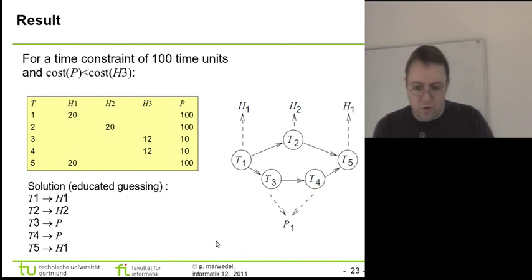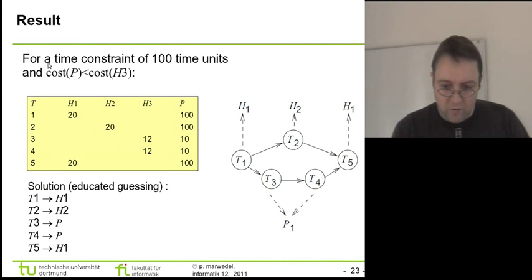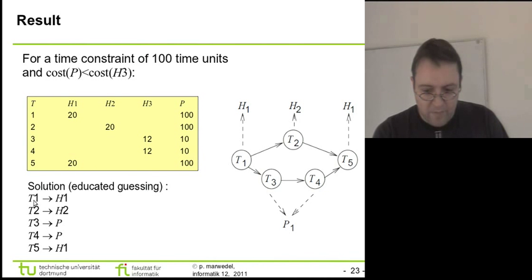And now we can determine the result here. For a time constraint of 100 time units and a cost of processor that is less than the cost of the hardware component 3, we can determine a solution which we here demonstrate by educated guessing, and this is a mapping of task 1 to hardware 1, of task 2 to hardware 2.